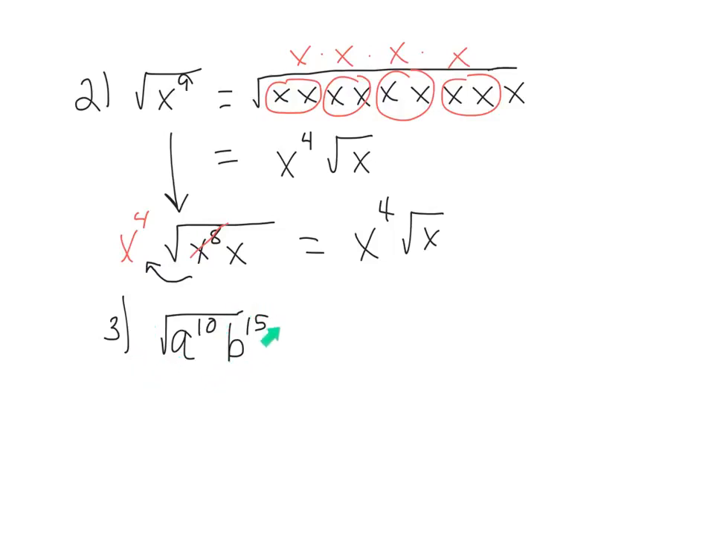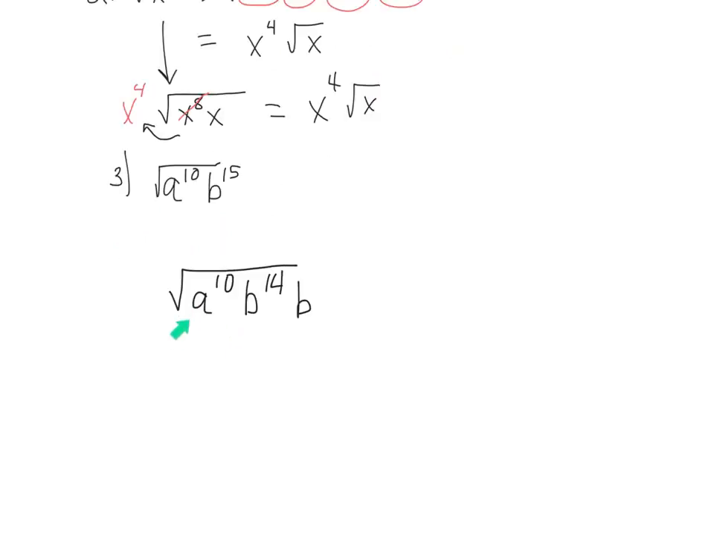B to the 15th is not a perfect square root, so we're going to split that apart. We're going to go down to b to the 14th times b. So here I kept a to the 10th because it can divide by the 2, and took b to the 15th and broke it down to b to the 14th times b. So these first two will come out as perfect squares, and the extra b will be left inside.